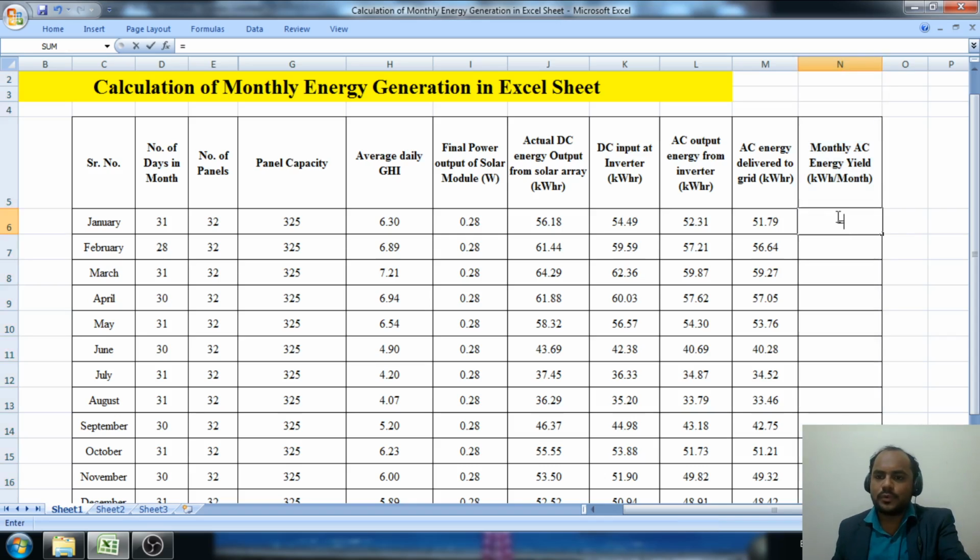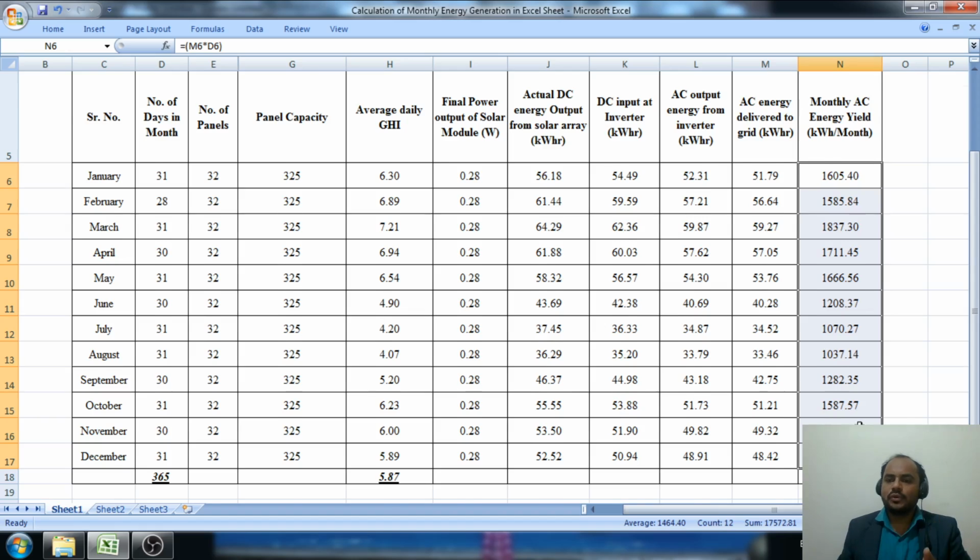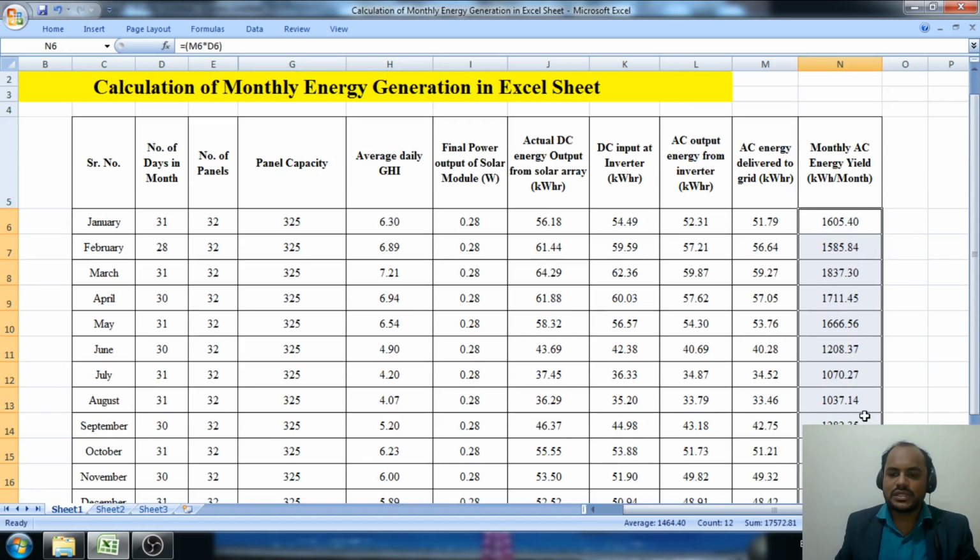So we calculate this as equal to, in a bracket, the AC energy we are delivering per day, which is 51.79 for the January month. We select this cell, multiplied by the number of days in the particular month. January has 31, February has 28. Select the cell and press enter. It says that 1605.40 kilowatt hours have been generated in the January month. Subsequently, just pull this cell up to December month and you come to know the monthly energy generation for the month-wise analysis over here.